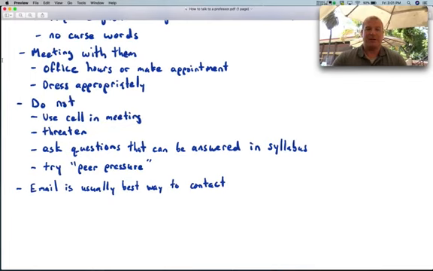Also, typically the best way to contact a faculty member is via email. So email is usually the best way. Of course, if the faculty member is there to meet with you, it's part of his or her job. So yes, you are entitled to go and meet with a faculty member. But please keep these ideas in mind when you do decide to meet with your faculty member.